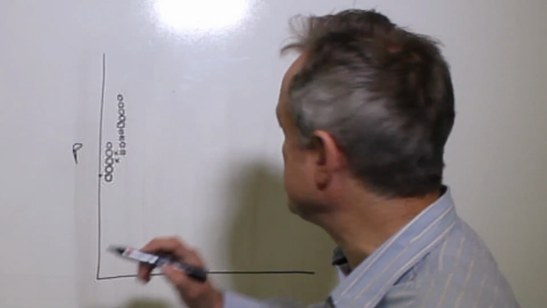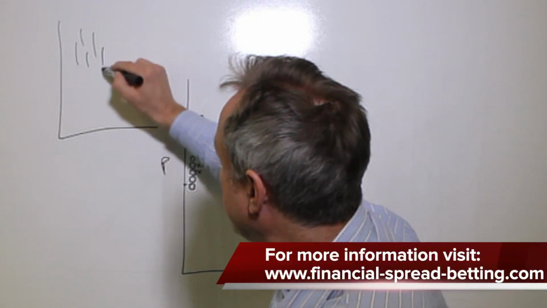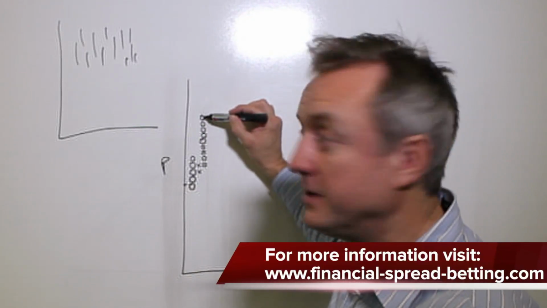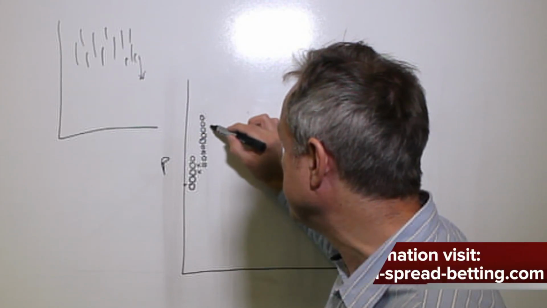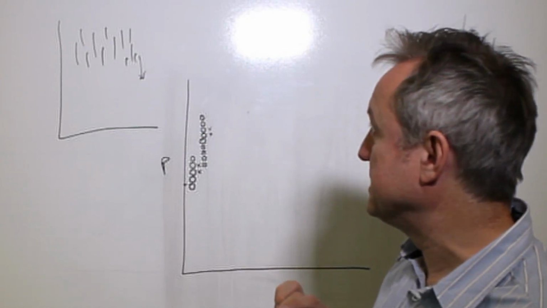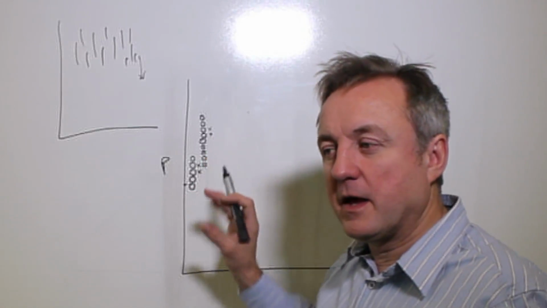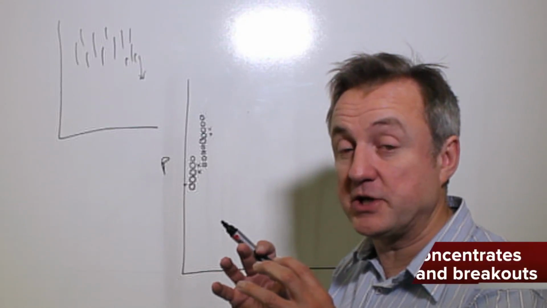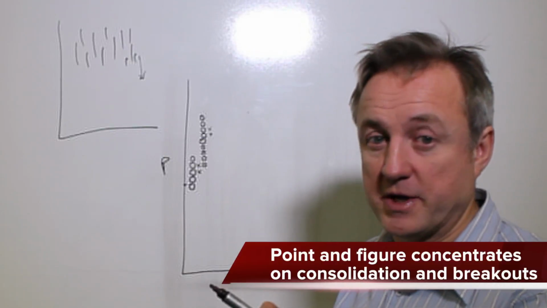So areas of congestion which might be represented on a bar chart like this, a tight trading range, would be represented by nothing there, oddly enough, unless it broke down, and it would have to break down by more than a certain amount before it starts being represented. So this is an extraordinary rearrangement of the price information so that it concentrates on consolidation areas and breakouts, particularly good in FX and in very short-term trading in almost any market.